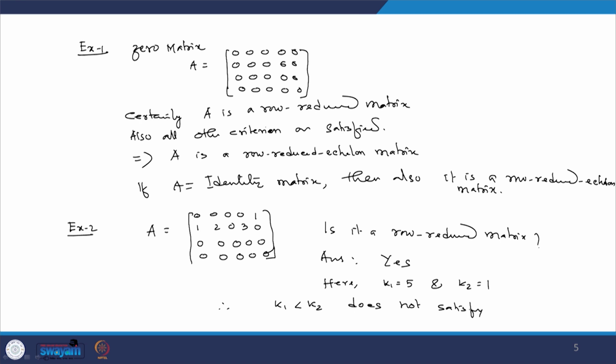So, therefore, this A cannot be a row-reduced echelon matrix. But if I exchange the first row to the second row and the second row to the first row, then certainly you will get a row-reduced echelon matrix.